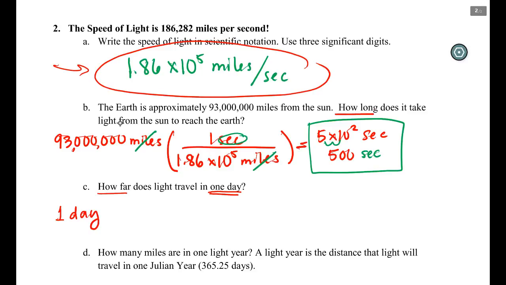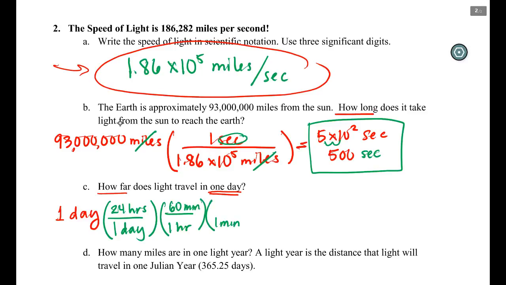So I know a lot of you looked this up, but in 1 day, there are 24 hours. In 1 hour, there are 60 minutes. And in 1 minute, there are 60 seconds. The whole point of this is being able to cancel out days and days, hours and hours, minutes and minutes. So now, once I do all this multiplication, I have how many seconds we're talking about.